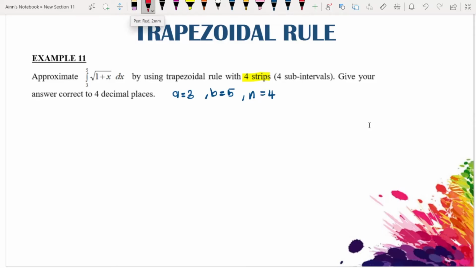So now we proceed to the first step, which is to find h. We just use the formula of h, which is h equals b minus a over n. So we will have h equals 5 minus 3 over 4, which we will get 1 over 2. So the second step is to draw your table. So we will have our table here.